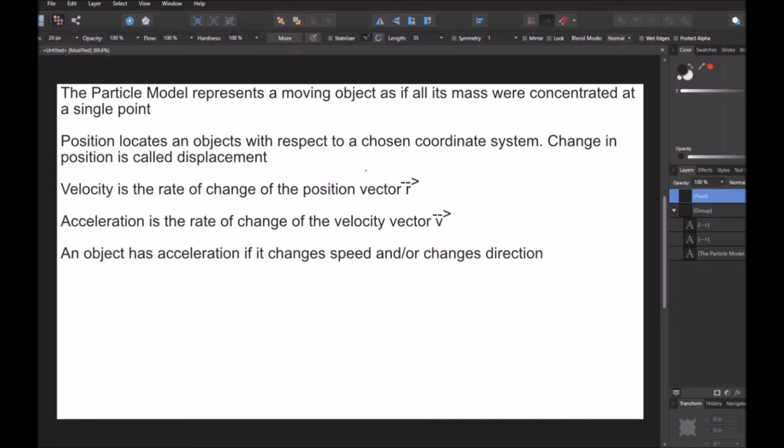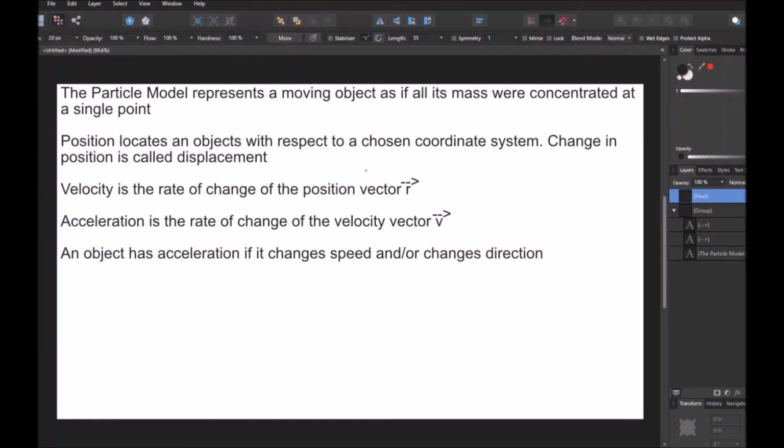The next thing you're going to want to know is that position locates an object with respect to a chosen coordinate system, and change in position is called displacement. Velocity is the rate of change of the position vector r. Vectors are a topic we're going to explore later on, but right now you just need to know that velocity is the rate of change of the position vector r. You might recognize this from calculus when you did real-world applications and velocity was the derivative of the position function.